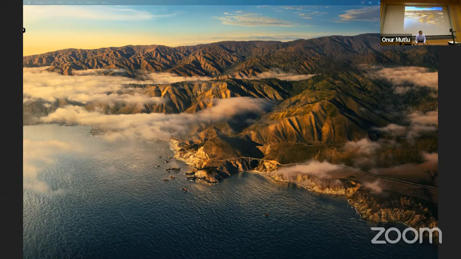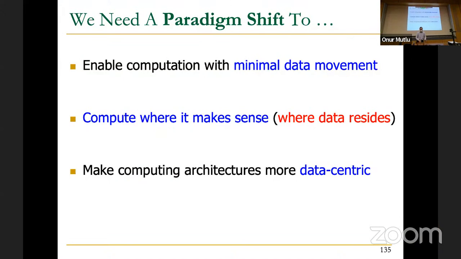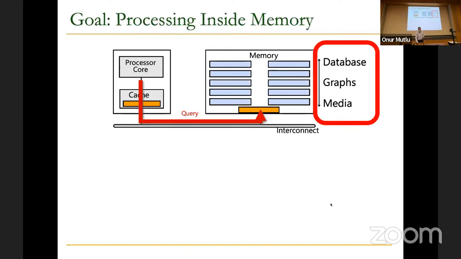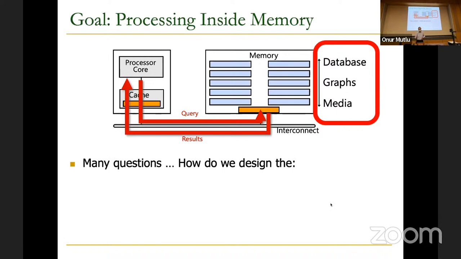Okay, so we were talking about memory-centric computing, and these were one of the last slides that we discussed. We want to make computing architectures much more data-centric, minimize data movement, enable computation with minimal data movement, and essentially compute where it makes sense. We were talking about processing inside memory, just to remind you. There are a lot of issues over here, and some of the papers that we have looked at cover some of those issues. Maybe you'll choose some of those papers.